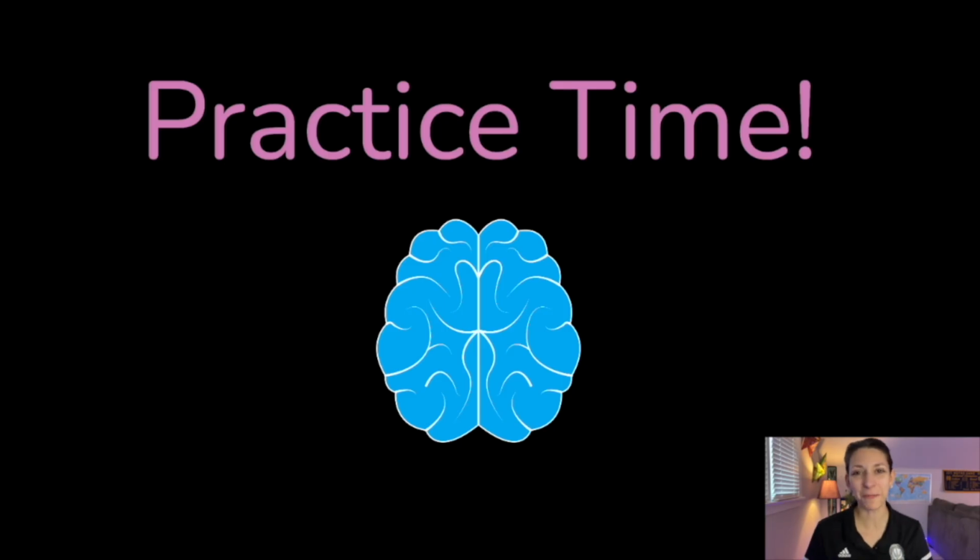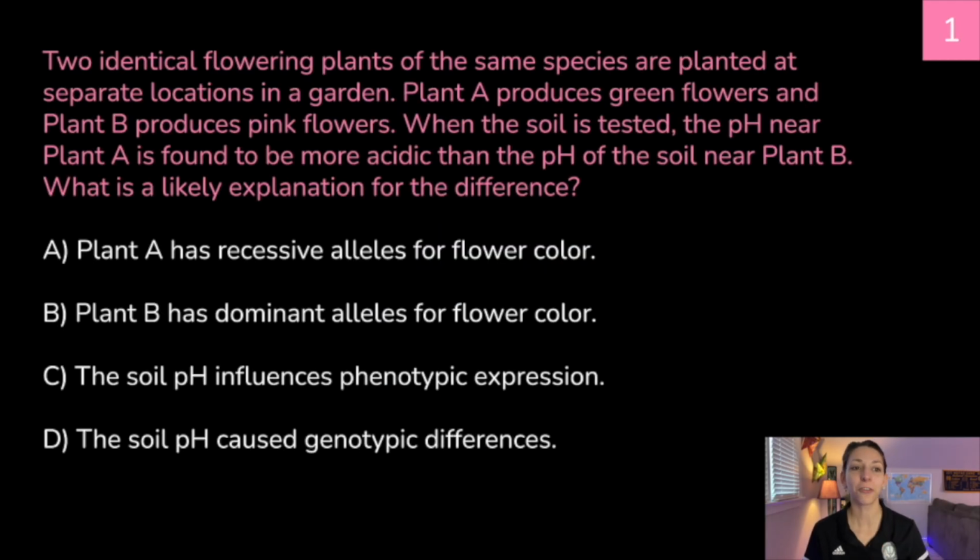So let's jump into a few practice questions. Starting here, 2 identical flowering plants of the same species are planted at separate locations in a garden. Plant A produces green flowers and plant B produces pink flowers. When the soil is tested, the pH near plant A is found to be more acidic than the pH of the soil near plant B. What is a likely explanation for the difference?